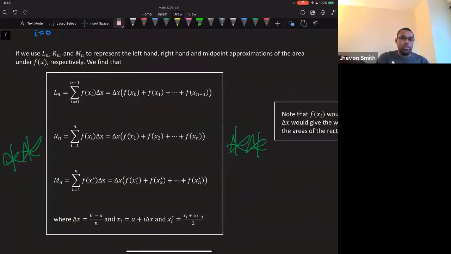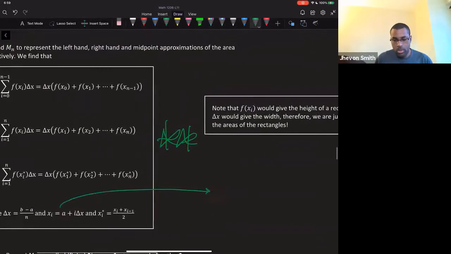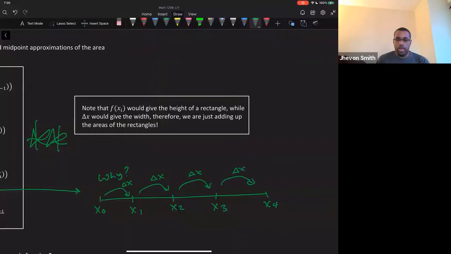I can show you. Well, let's say you have this interval here. This is your x0, this is your x1, your x2, your x3, your x4, or xn, or whatever. And remember, the distance here is delta x, the distance here is delta x, the distance here is delta x, the distance here is delta x. And this is your a, and this is your b.